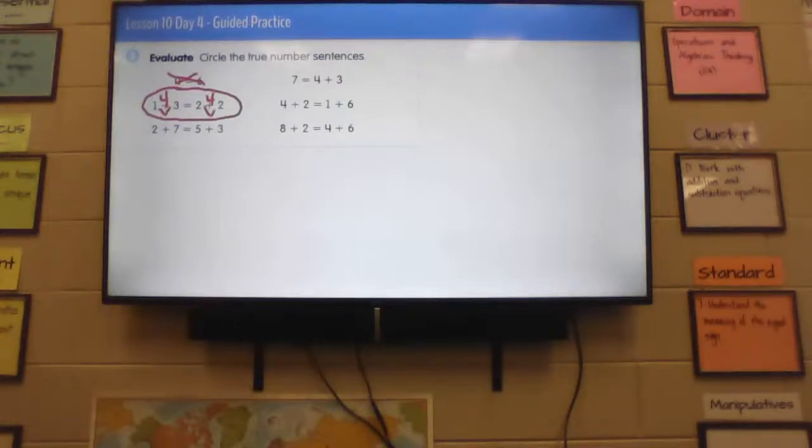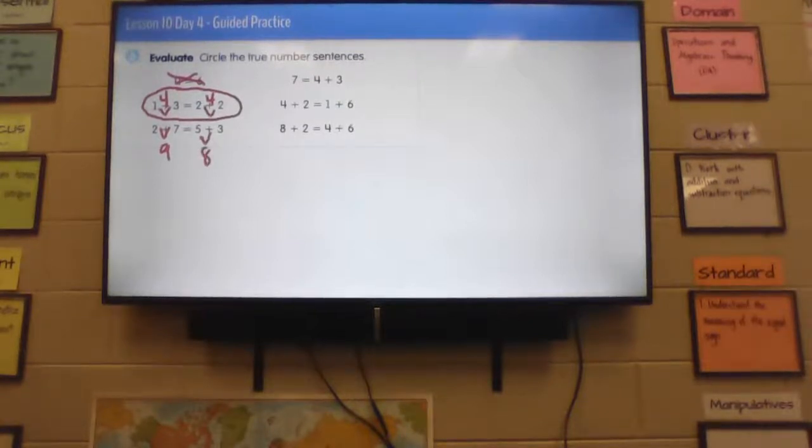All right, let's look at the next one. Two plus seven is the same as 5 plus 3. How are we going to know if that's right? What do you think, Carter? Oh, okay. So he says, well, let's add it up. 2 plus 7 equals 9. So everybody write that. Cool. All right. So Carter, now what are we going to do about the other one? Oh, so he said we got to figure out what 5 plus 3 is. 5 plus 3 is 8. So go ahead and write that in.